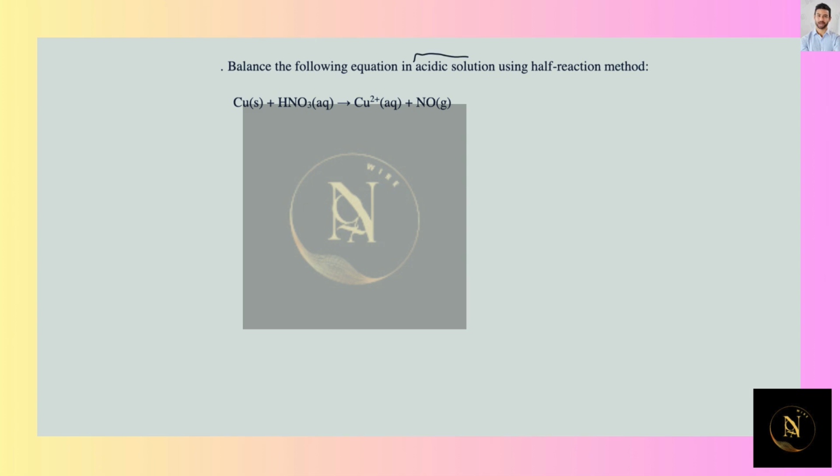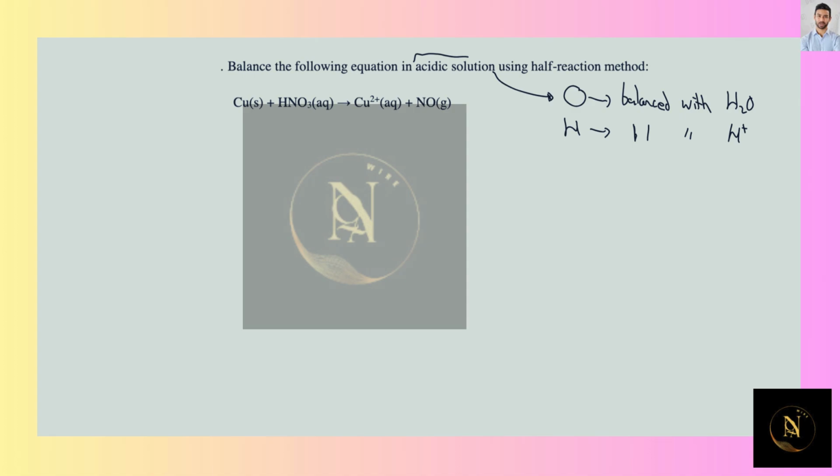Over here we're going to balance the following redox reaction in acidic solution using the half reaction method. Remember that whenever we have an acidic solution, after we have balanced all of the other elements, the oxygens are going to get balanced with water molecules and hydrogens are going to get balanced with protons.